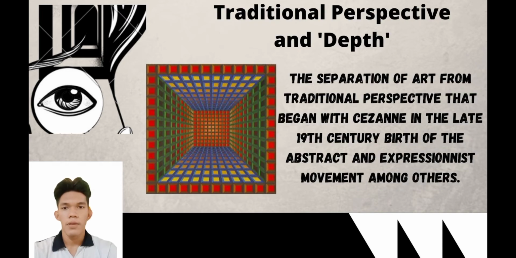Traditional perspective and depth. The separation of art from traditional perspective that began with Cézanne in the late 19th century allowed for the birth of the abstract and expressionist movements, amongst others, both important influences on op art. Movements such as these emphasized, or in many cases eliminated altogether, representational subject matter. Because of its geometrically based nature, op art is almost without exception non-representational.